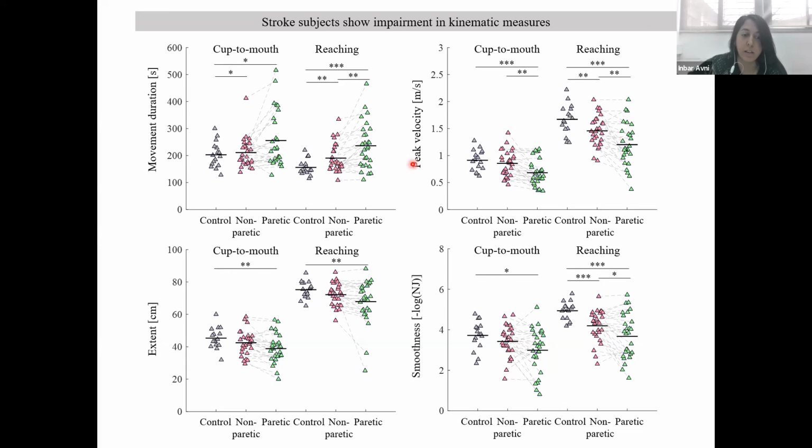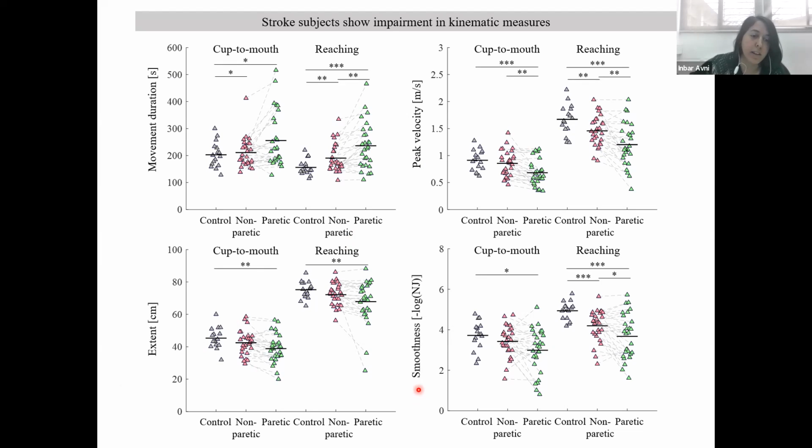And another performance measure, which is extent. We've calculated this by the 3D position of the wrist at the end of each movement compared to the starting position. We consider this a performance measure for the task. And another performance measure is smoothness, which I've mentioned is a known measure in kinematics.